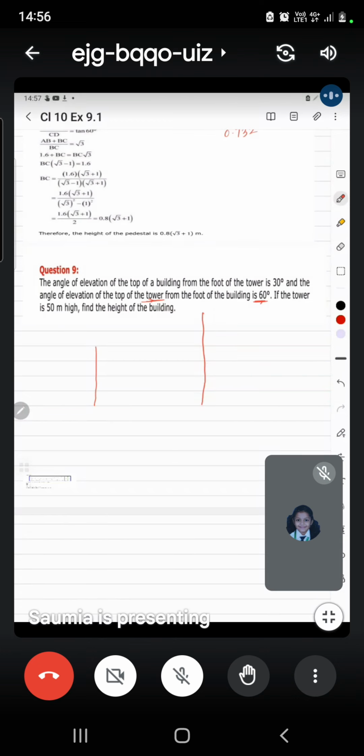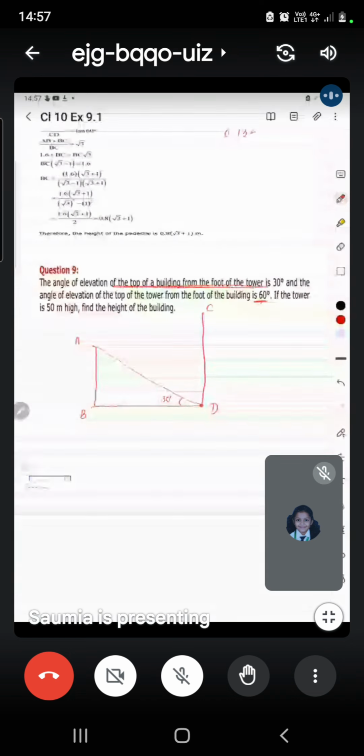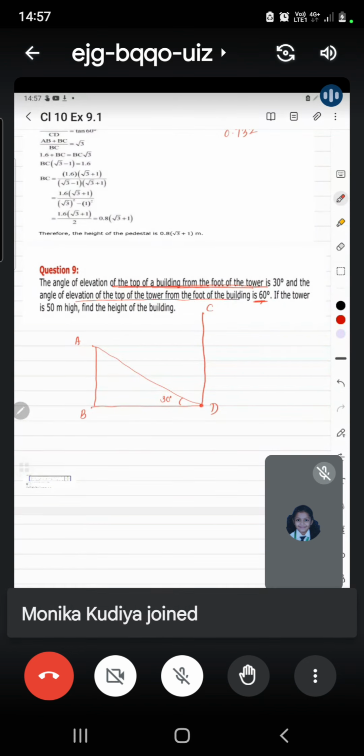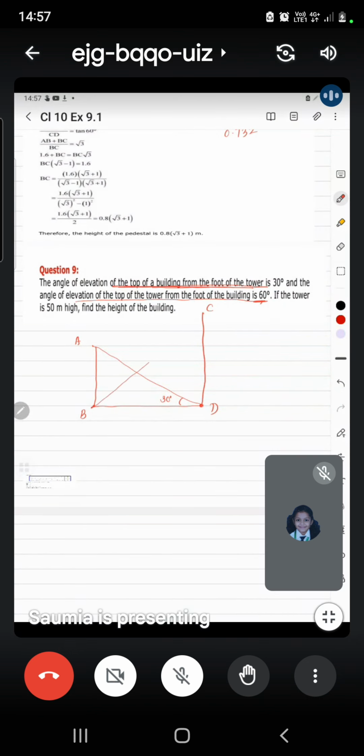Understood? Okay. So if AB is my building and CD is my tower, I stand at the foot of the tower and look at the top of the building, and I make an angle of 30 degrees. Whereas from the foot of the building, looking at the top of the tower, the angle is 60 degrees. So if the tower is 50 meters high, find the height of the building. Very easy question. Tell me, how will we do it?